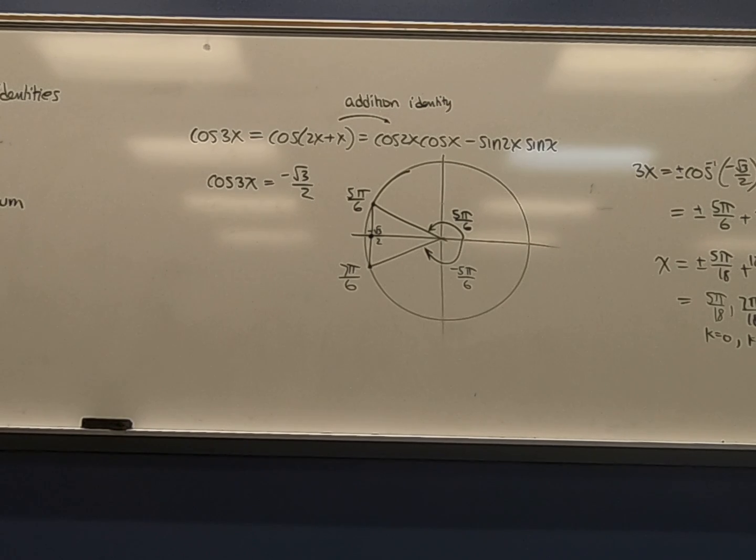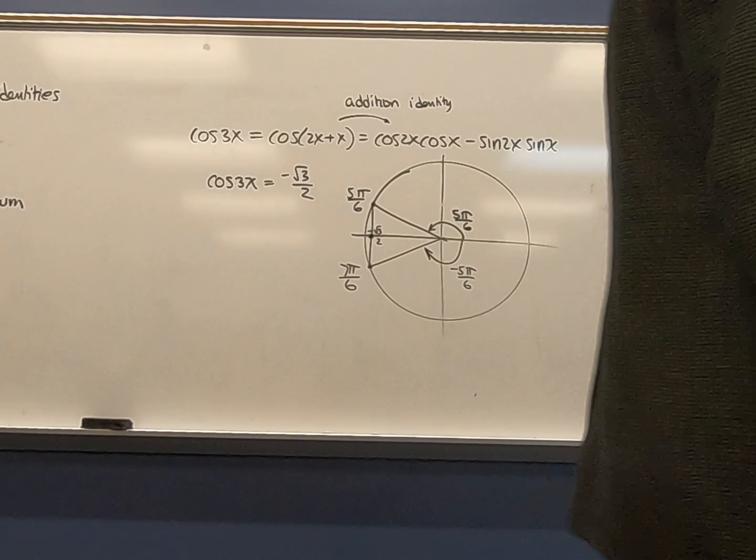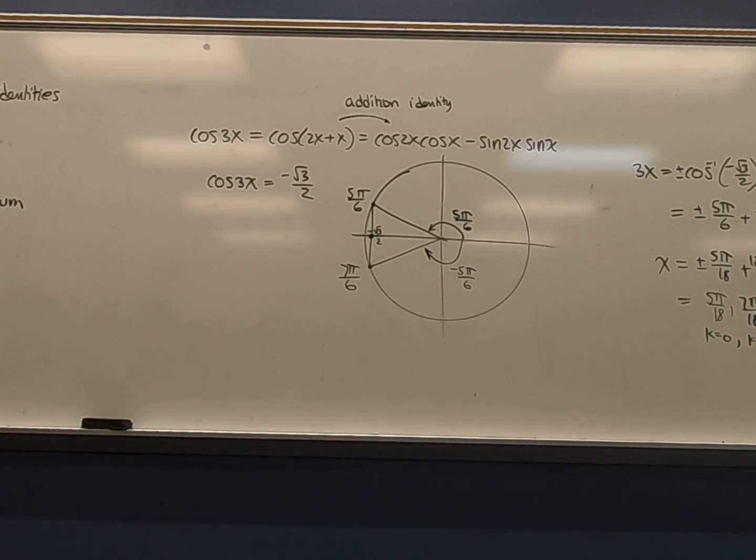Sine 2x equals cosine x, is that an easy one? Kinda easy, isn't it?